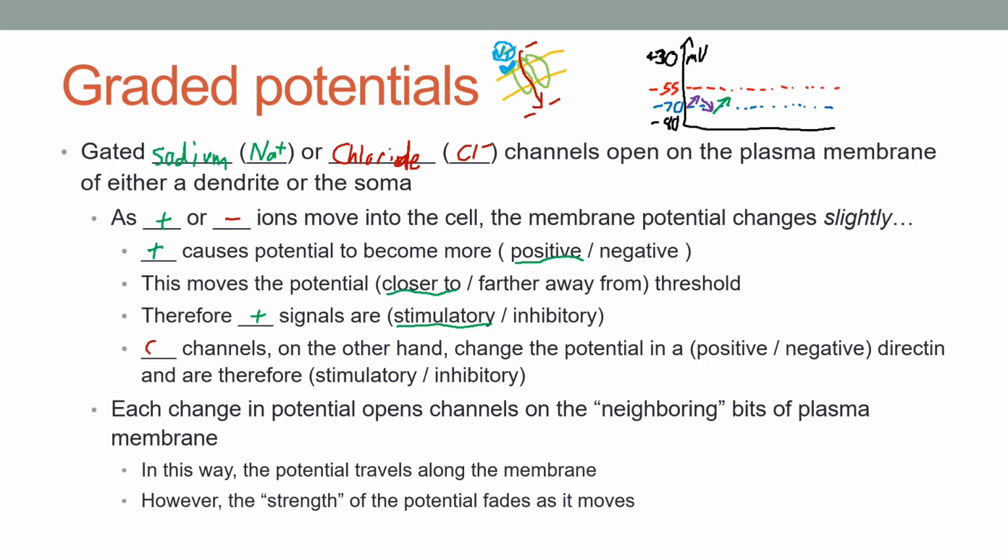Negative, Cl minus channels, on the other hand, change the potential in a negative direction and are therefore inhibitory. So a neurotransmitter that opens a chloride channel, as we showed up here, would be an inhibitory neurotransmitter, such as GABA.